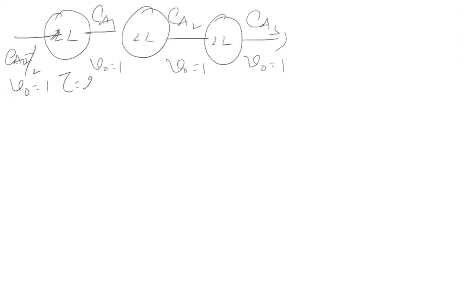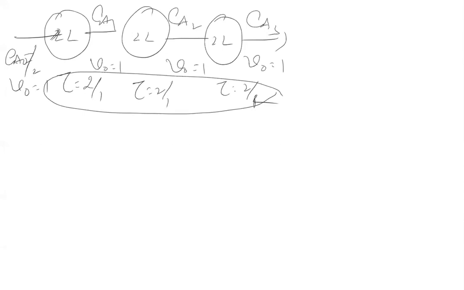Tau equal to 2 divided by 1. So what is residence time? Tau equal to 2 divided by 1. So residence time is also same. For all the reactors, residence time is also same.